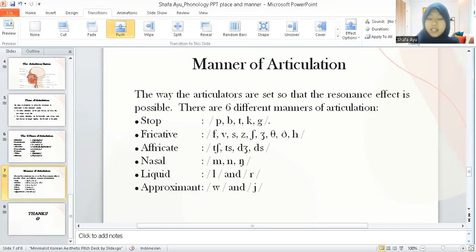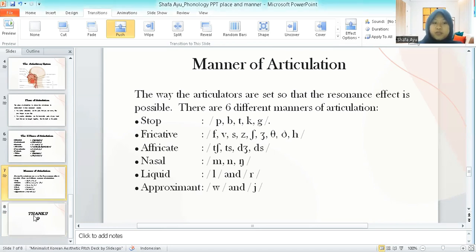And then the next is nasals. Nasals are sounds produced when the air is redirected up through the nasal cavity. The nasal consonants are m, n, and ng. And the next is liquids. Liquid sounds are made when the air stream passes through the mouth in a fluid manner. The liquid consonants are l and r. And next, approximants are sounds made without any kind of friction or contact. And the approximant consonants are w and y.